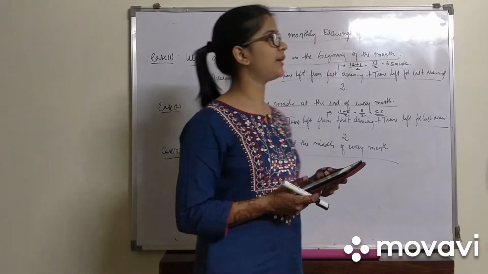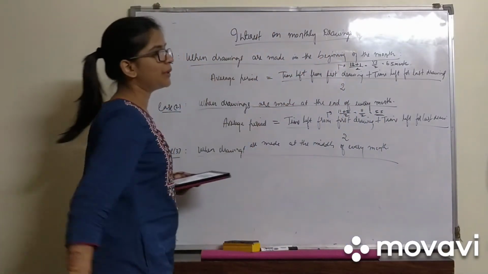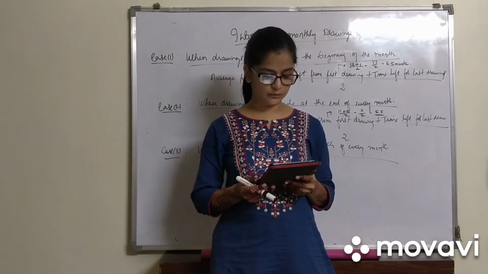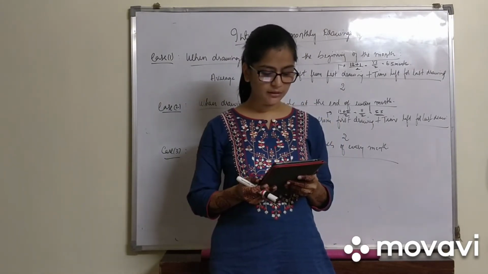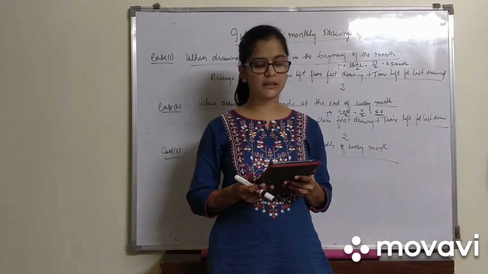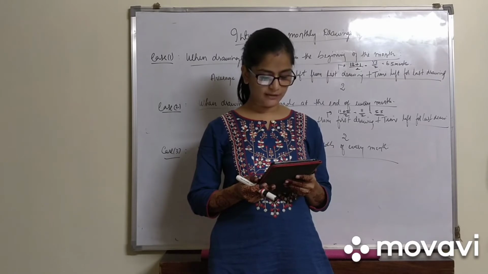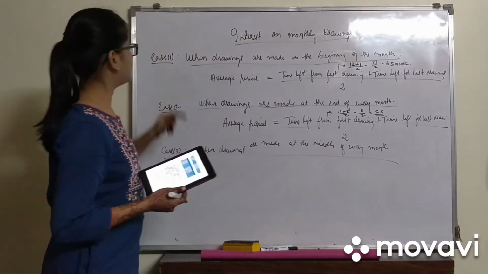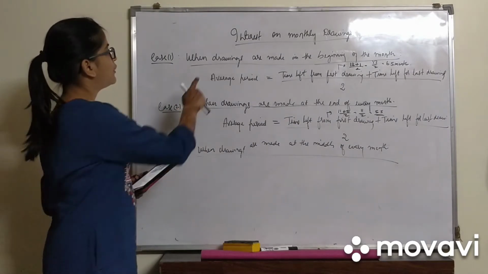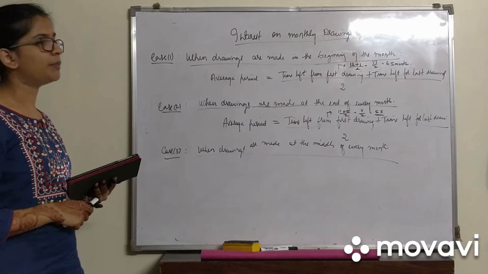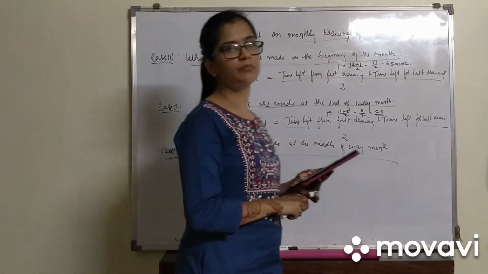So take down the next side heading: Interest on monthly drawings. Under that write down, when a partner makes monthly drawings, the interest may be calculated as follows. Under that, case 1, when drawings are made in the beginning of the month.